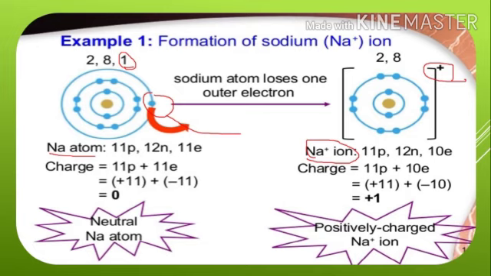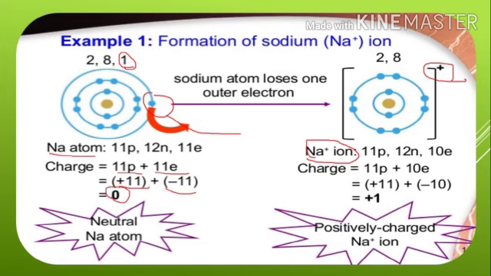And note it down that a proton has 1 unit positive charge, whereas an electron has 1 unit negative charge. A sodium atom contains 11 protons and 11 electrons. Since the number of protons is equal to the number of electrons, it is electrically neutral, having no charge.